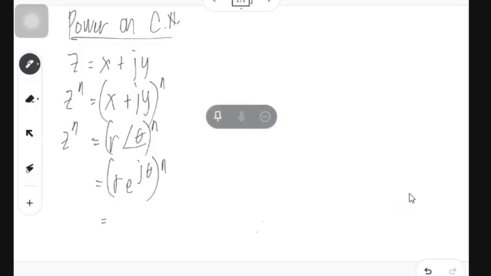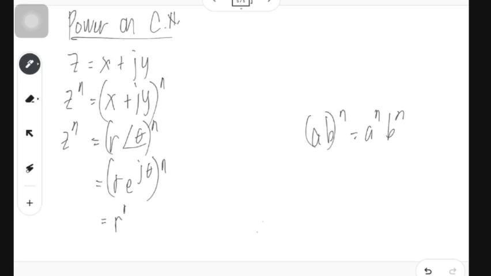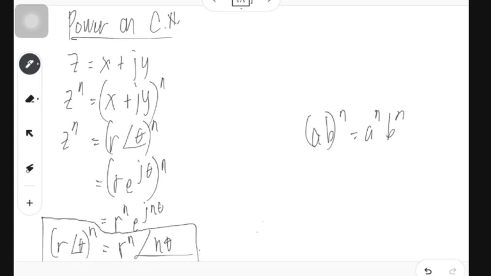Then law on exponent. Di ba meron tayong a times b raised to n can be rewritten as a to the n, b to the n. Ito magiging r to the n, e to the j n theta. And converting this into polar form, you have r to the n, the new angle is n times theta. But take note that this is from r bar angle of theta raised to n. So what is the rule? What is the formula that you have to remember?